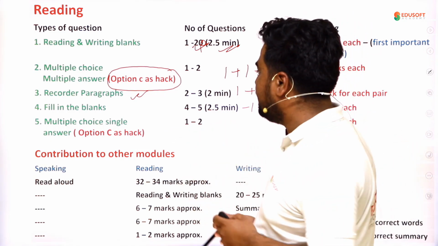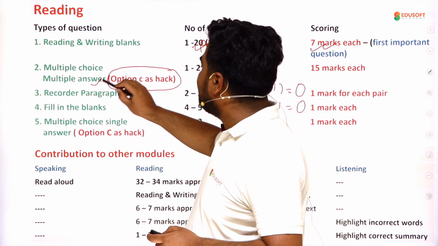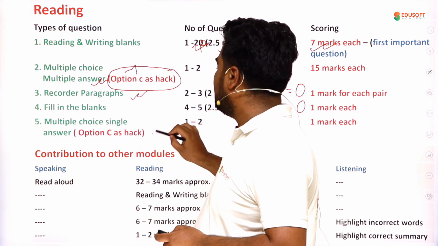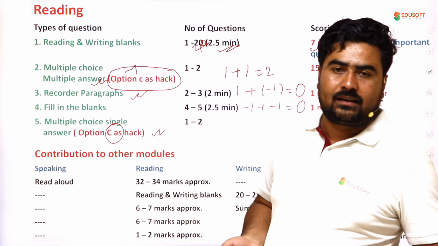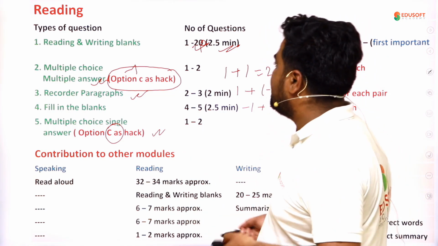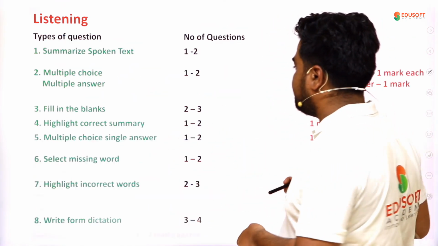Even better, you'll get fill in the blanks, multiple choice, single answer. In multiple choice, multiple answer, there is negative marking, but in multiple choice, single answer, there is no negative marking. Again, here I have used C as a hack. You can use any hack. If you are comfortable with the next option, if you think that the next one is correct, then that's fine. You can go. So I have already discussed the contribution tables also.